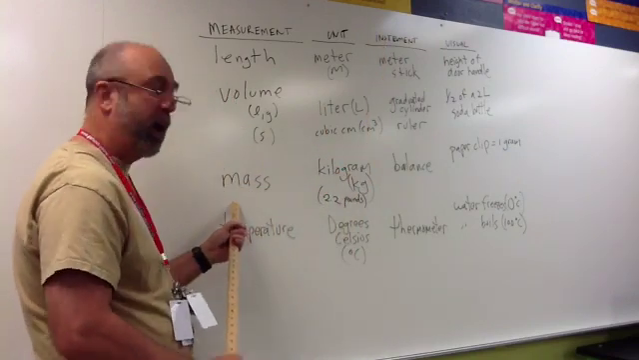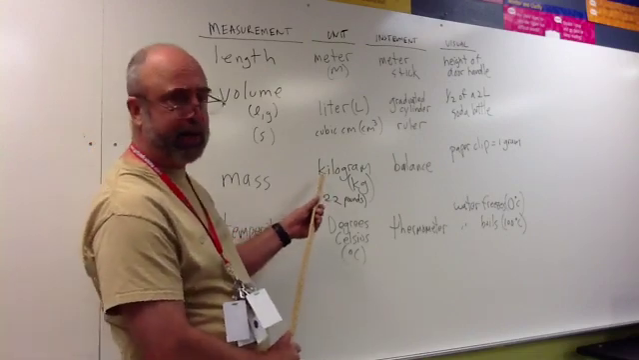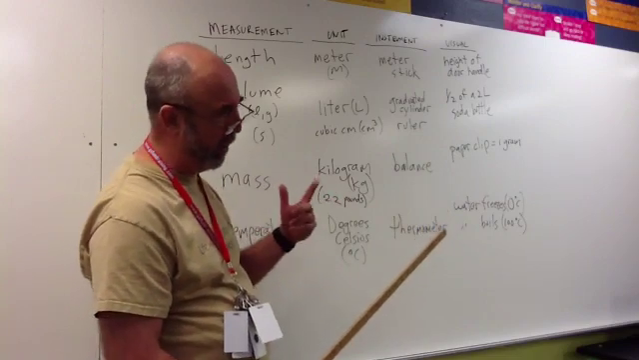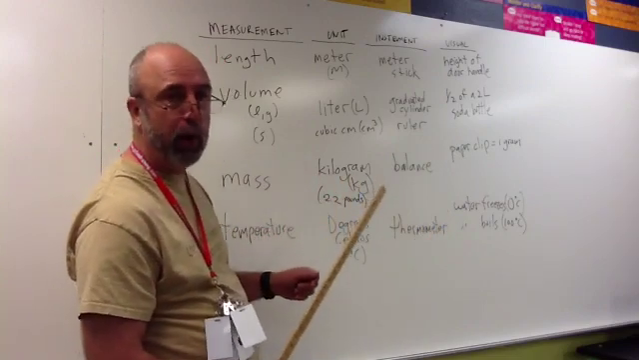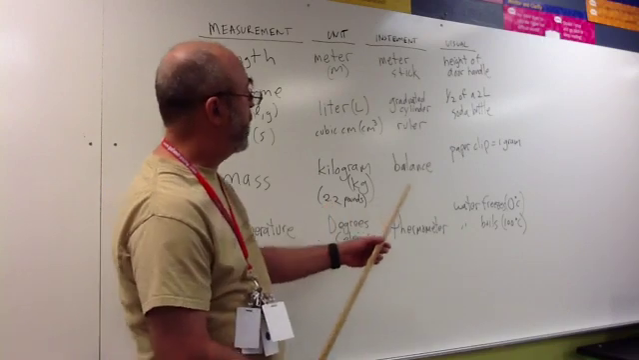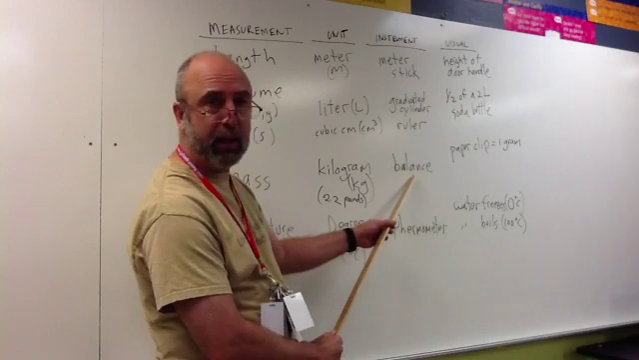Mass. This is the amount of matter in an object. The standard unit is kind of odd. It's the kilogram. You might expect it to be the gram, but no. In the SI system, it's the kilogram, which is about 2.2 pounds, roughly. We use a balance, also sometimes called a scale, to measure the mass of objects.